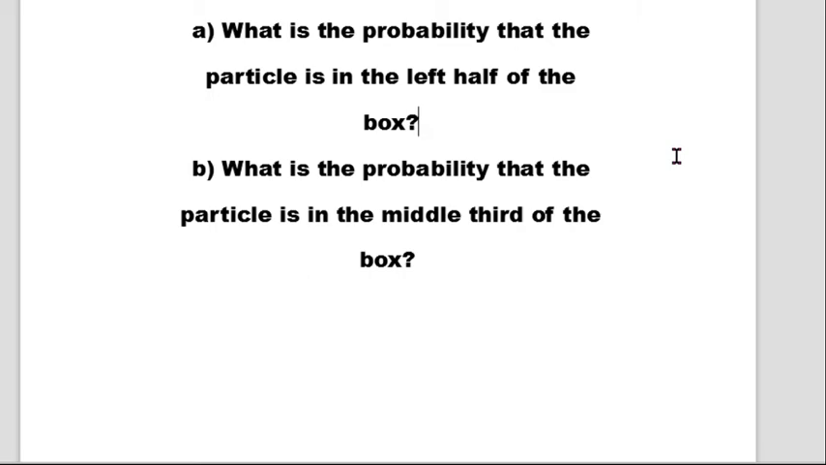Similarly, one more parameter we have to evaluate. What is the probability that the particle is in the middle third of the box? We divide the box into 0 to L by 3, L by 3 to 2 by 3 L, then 2 by 3 L to L. Okay.